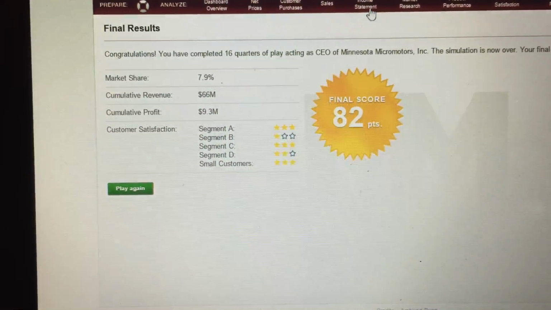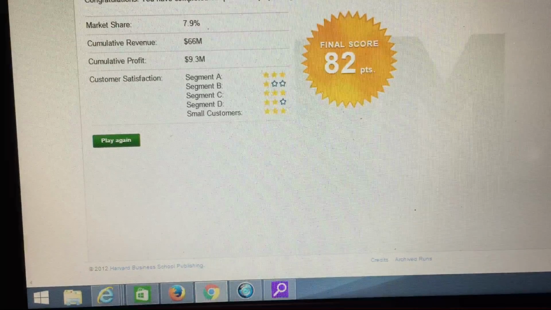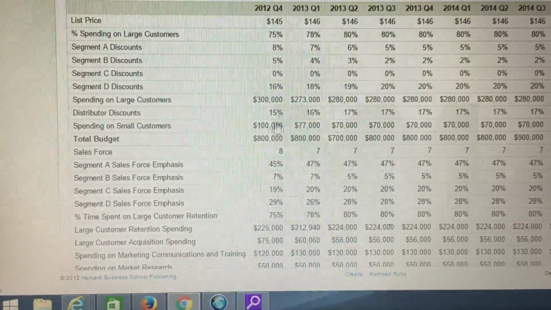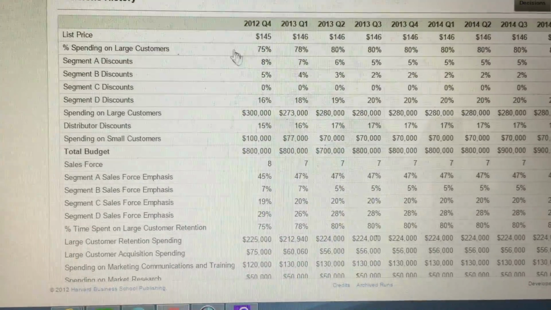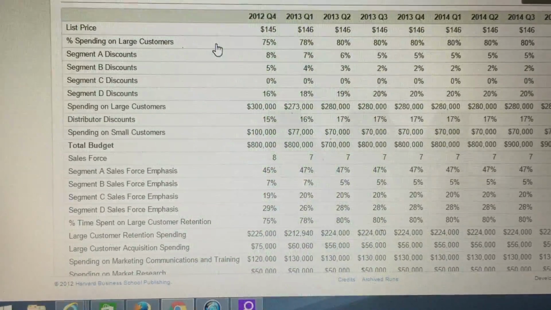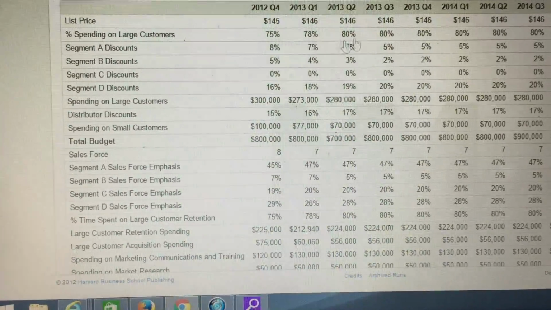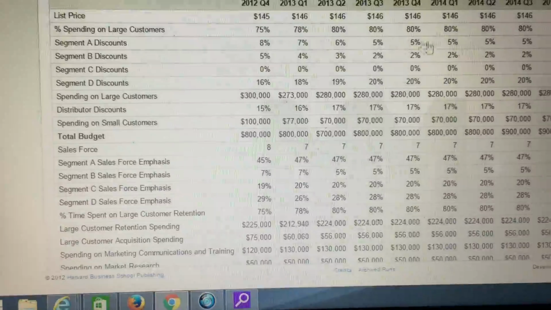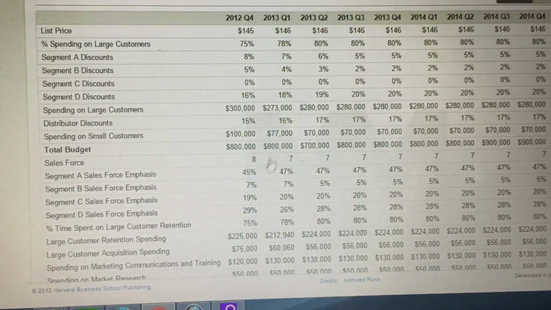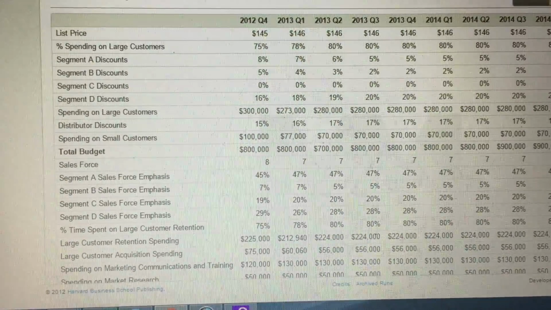Going back to the Decision tab, it shows what percent I did each quarter. So I spent the majority of my money on the large customers, which seemed to work out for me in the long run, leaving it around 75 to 80%, hiking it up higher each quarter I went.